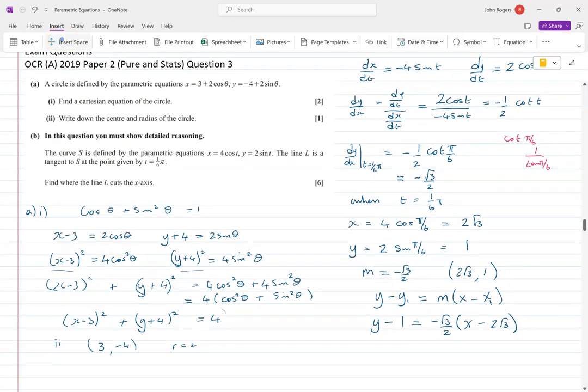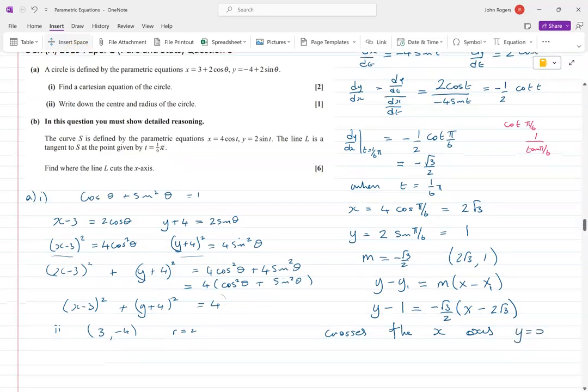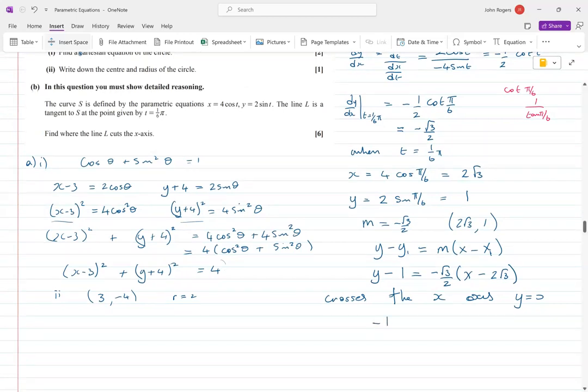But the thing is, we want where it crosses the x-axis, so we don't need to mess around and simplify this. So it's useful when we're not asked to simplify it, just use the equation and sub in what you want at this point. It would just be easier. So when y equals 0, that gives us minus 1 is equal to minus square root of 3 over 2 times x minus 2 square root of 3.